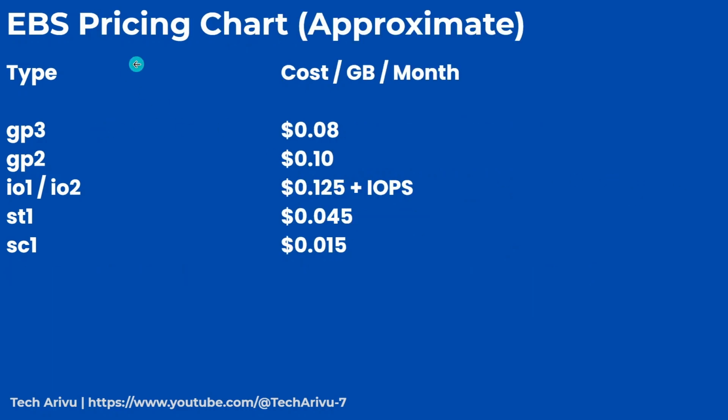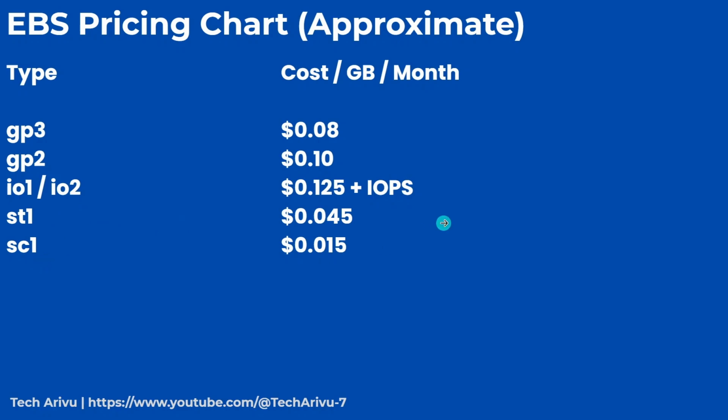Coming to the pricing, it depends on the volume type and size. For example, GP3 costs approximately 8 cents per GB in many regions. Prices may vary according to your AWS region too. GP2 costs 10 cents, and IO1 and IO2 cost you 12.5 cents plus IOPS. For ST1 it is 4.5 cents, and for SC1 it is 1.5 cents.